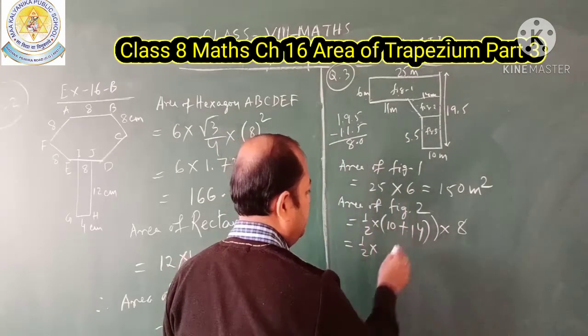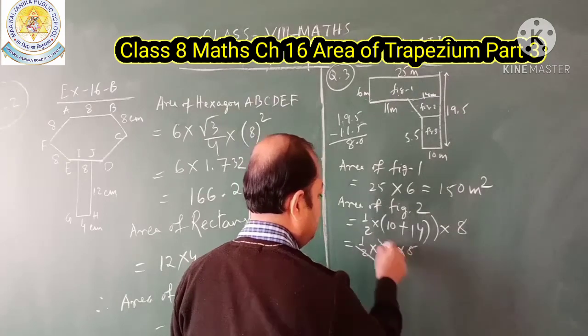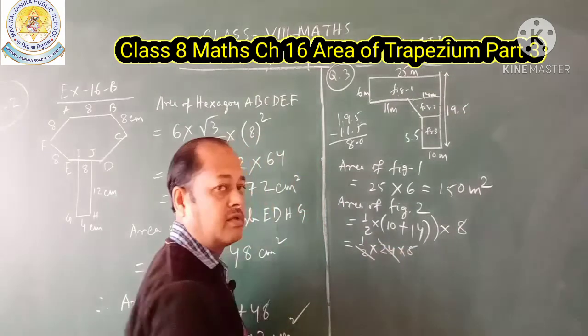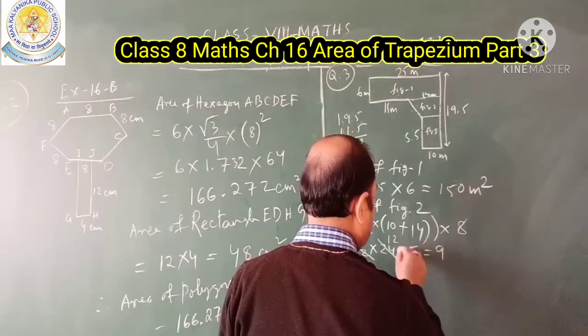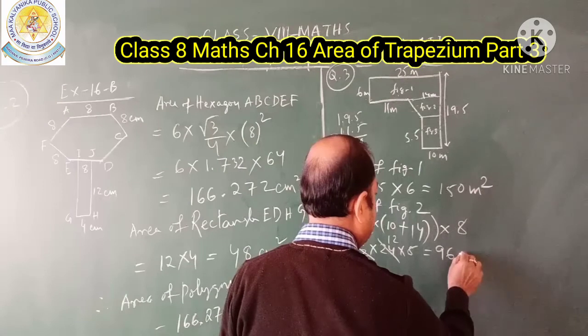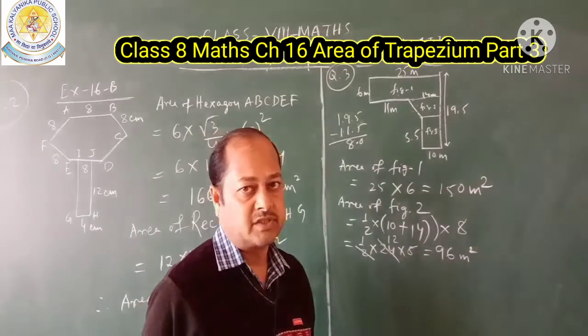So solve it. Half into 10 plus 14, that is 24, into 8. It simplifies: 24 and 2 are both divisible. 2 twelves are 24, and it is 12 eights are 96 meter square. So the area of the trapezium we got is 96 meter square.